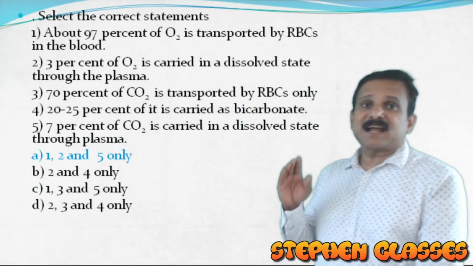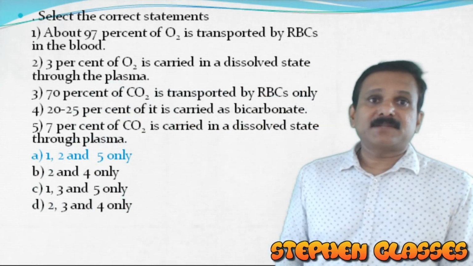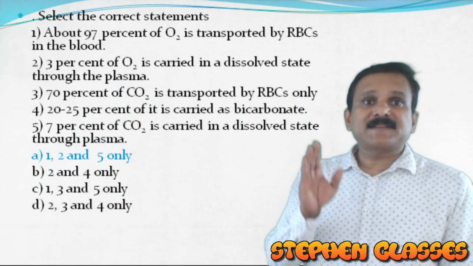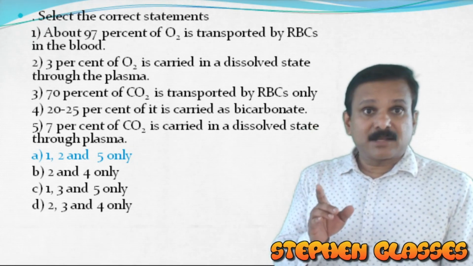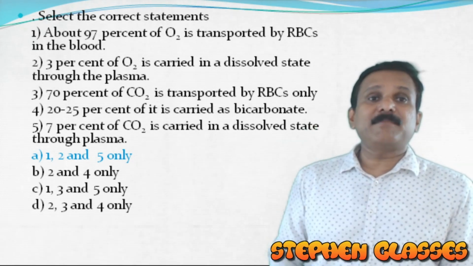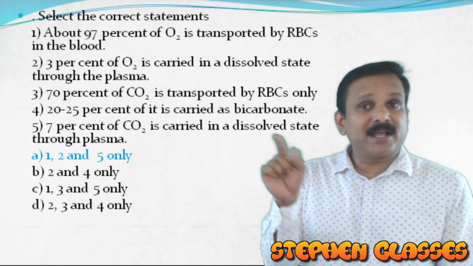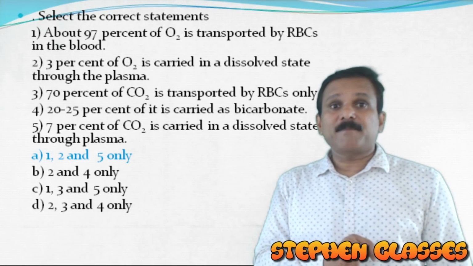97% of oxygen is transported by RBCs in the blood. That is the correct statement. 3% of oxygen is carried in the dissolved state through the plasma. That is also correct. Then what about the third statement? 70% of carbon dioxide transported by RBC only. That is wrong. Why is it wrong?